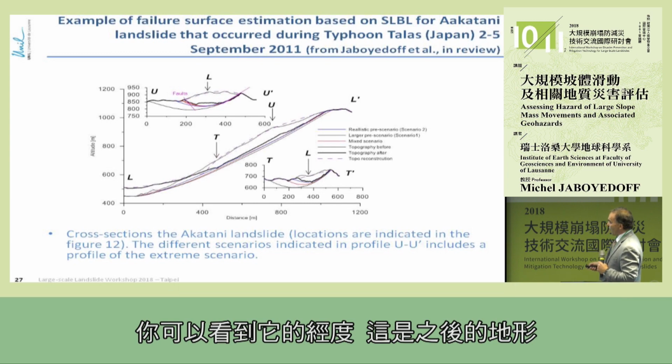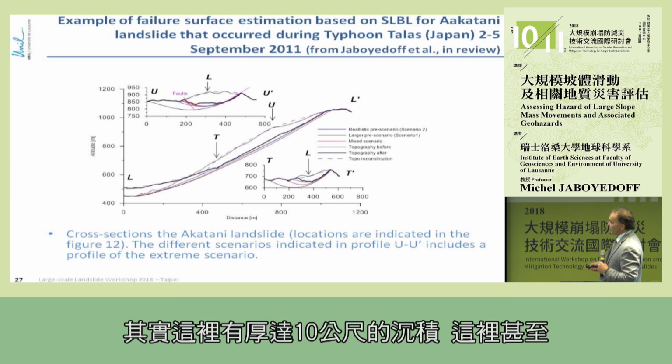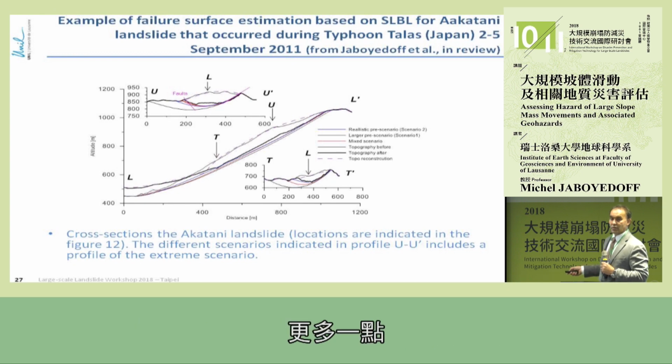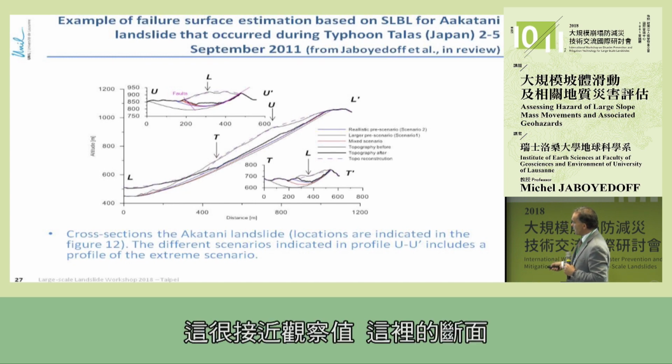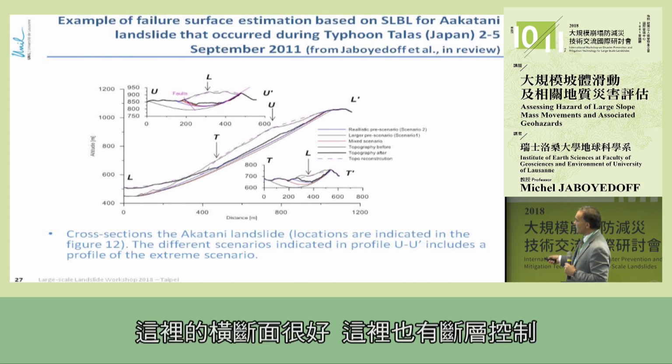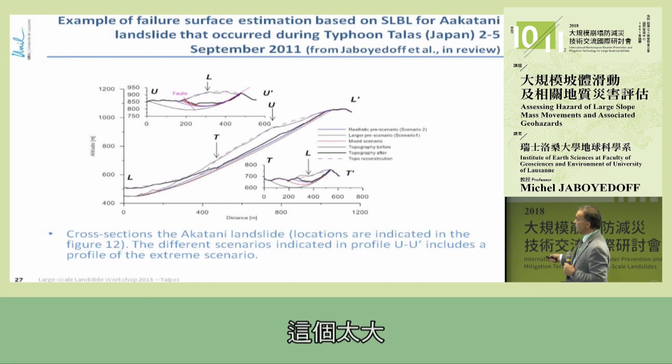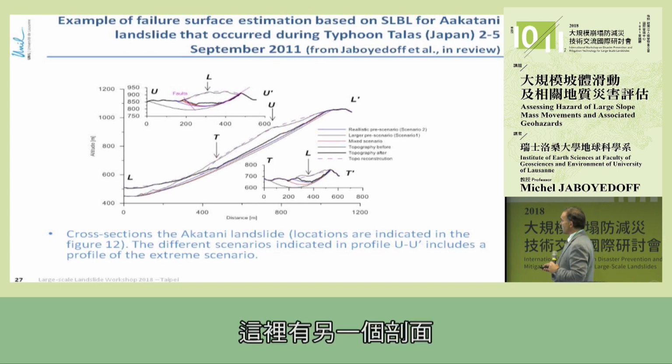This is the topography after, and in fact, this one has some deposit up to 10 meters, even a bit more here, just after. And then you see this is the model. You see, this is very close to what is observed, and this is the transversal section here, which is rather good. There are also faults controlling here. Even with faults, it's rather good, and this one is too large. You see, and so there is another cross-section here.